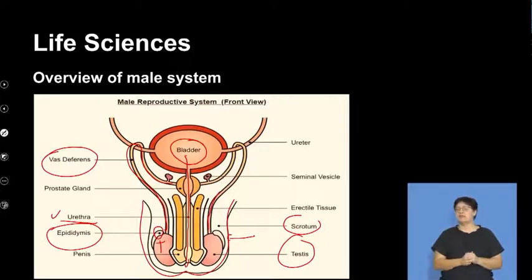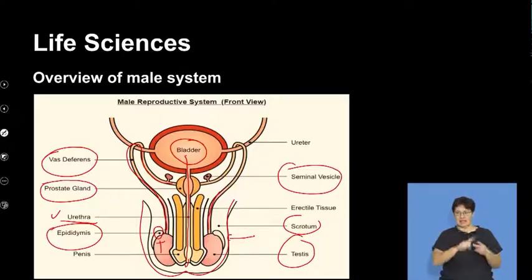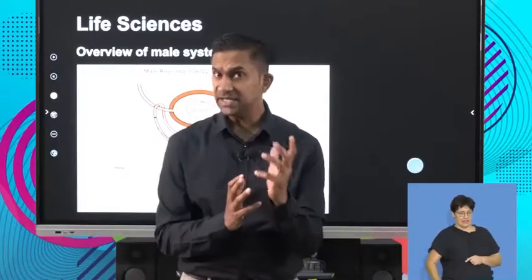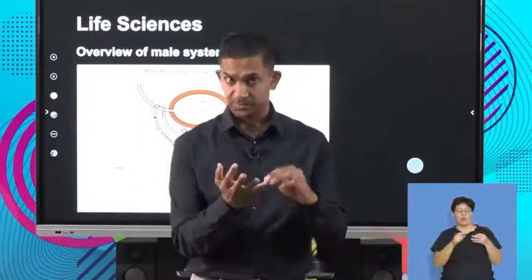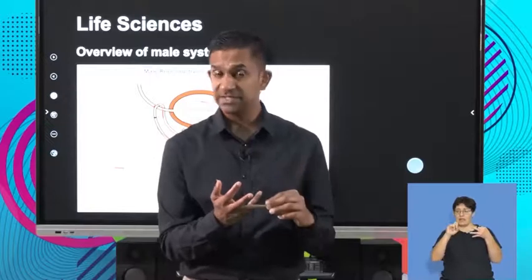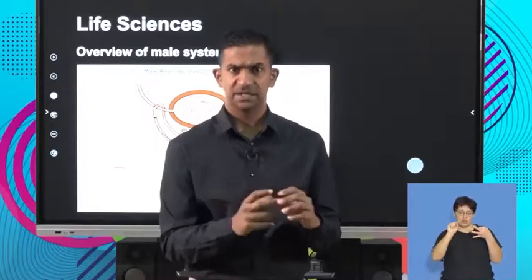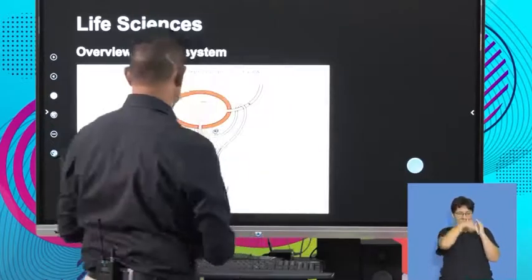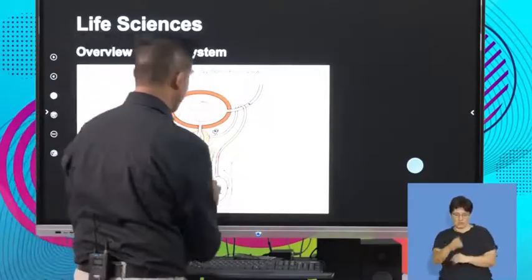We also know that there are accessory glands that are associated with the male reproductive system, and these are the prostate gland, the seminal vesicle, and we also have the Cowper's gland. And that unfortunately can only be seen in the side view. So the three glands that are important are the prostate gland, the seminal vesicles, as well as the Cowper's gland. And so we will look at those in detail in a bit. So that's an overview of that.